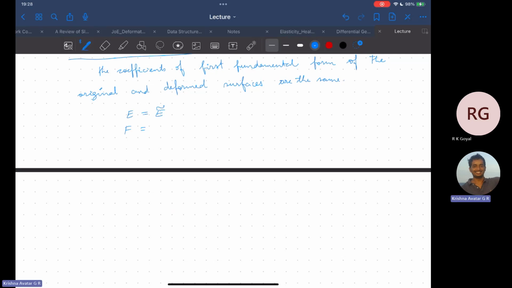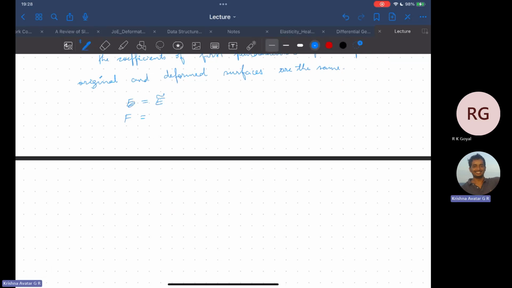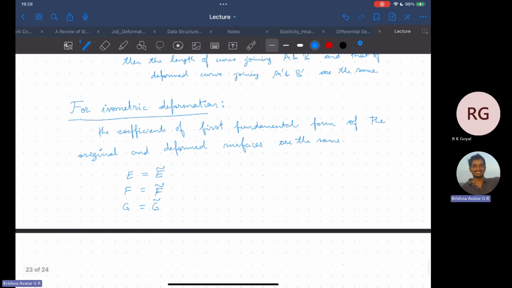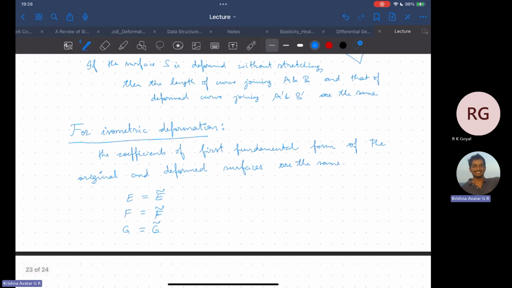I don't know if this really holds. Typically what happens is, okay, it should hold actually. And then F and then G is equal to G tilde. So then it means that you have the distances or the lengths between any two points, the curves joining any two points, are always preserved. So this is the requirement for isometric deformation, and we can prove it.